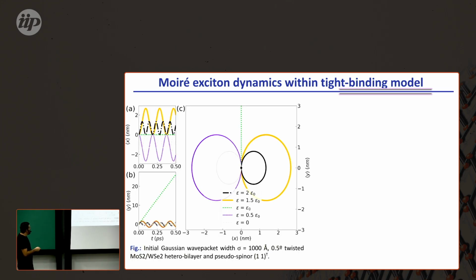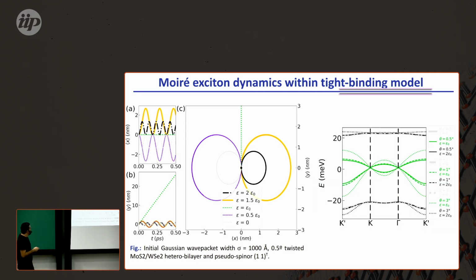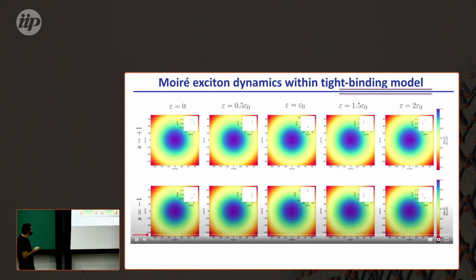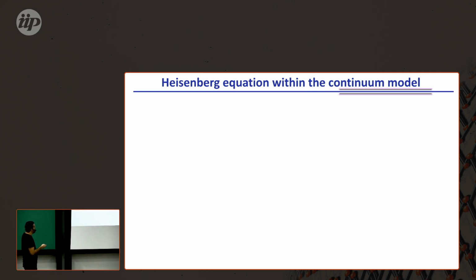And here we showed something similar, but when you close the gap, there is this situation here. You have Dirac-like Moiré excitons. There is no more cyclotron orbit, it just goes straight. And all those results were obtained without taking into account any initial momentum, momentum equal to 0. Look at this one, it just goes straight, the center of mass.